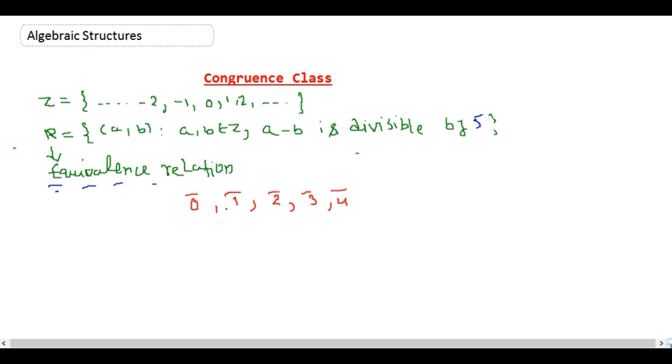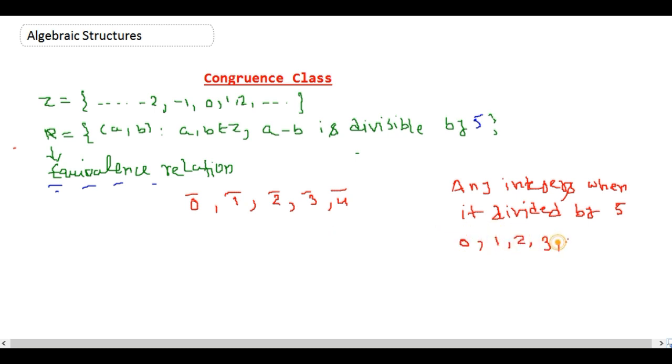How do we find that there will be 4 equivalence classes? Basically, if we have any integer and divide it by 5, how many remainders do we get? We get the remainders 0, 1, 2, 3 and 4. There will be no other remainder for 5.